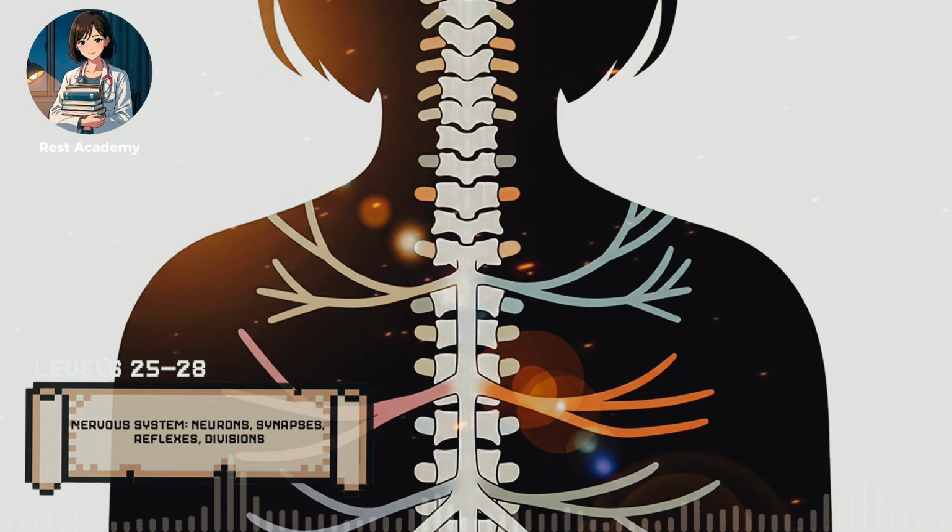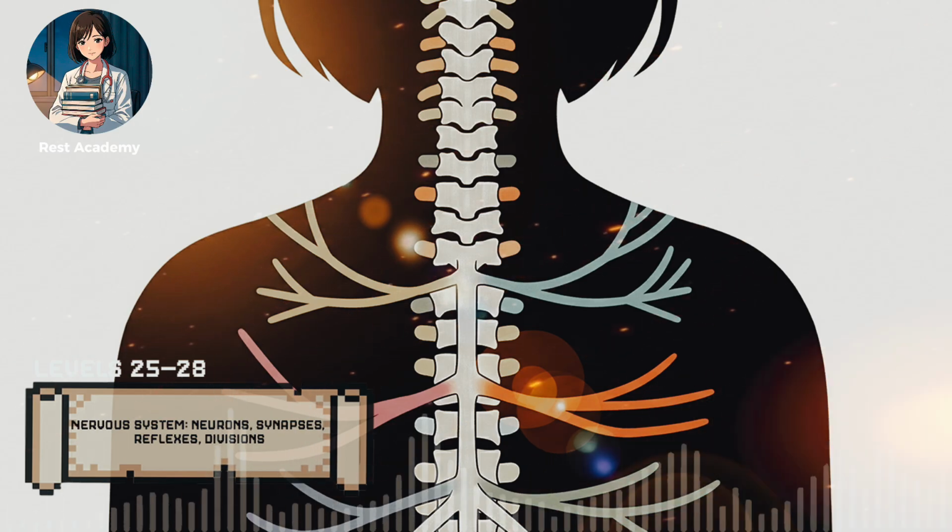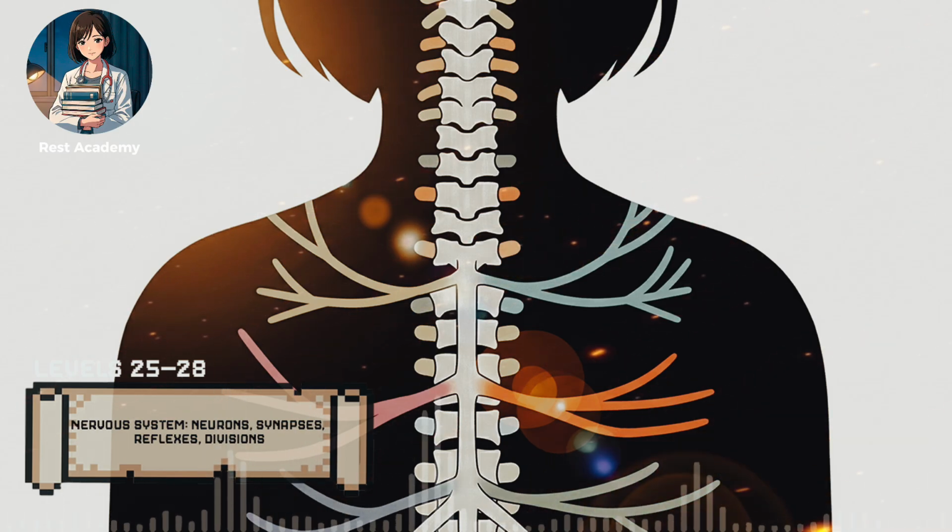Acetylcholine is the preganglionic transmitter. Norepinephrine is usually postganglionic, except at sweat glands, which use acetylcholine. Sympathetic effects include pupil dilation, bronchodilation, increased heart rate, and vasoconstriction in non-essential regions.